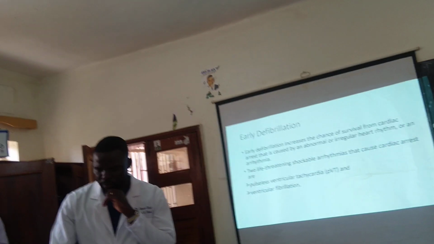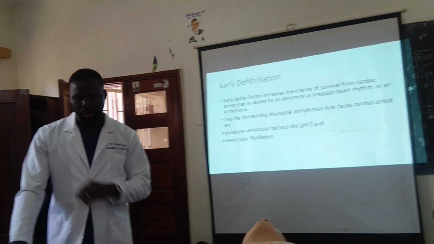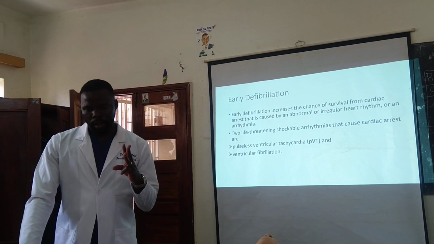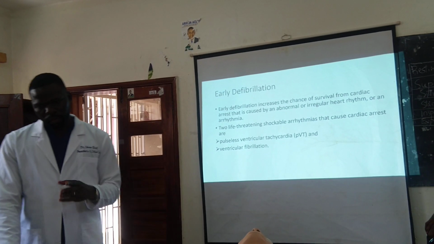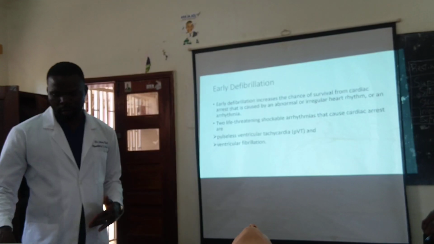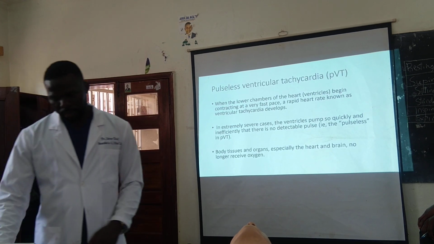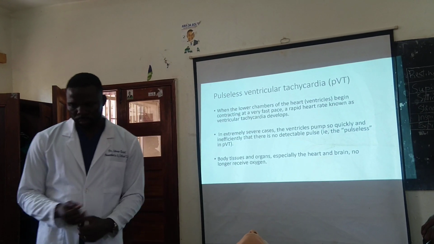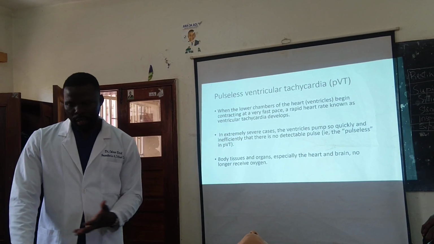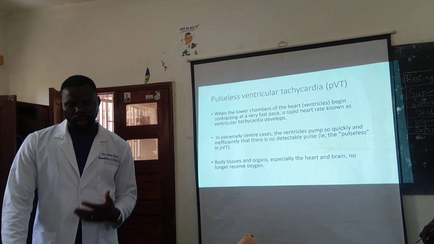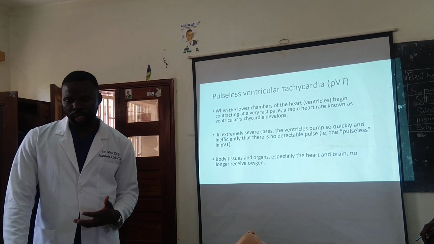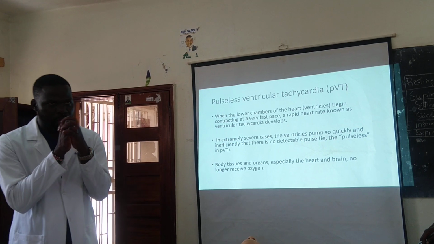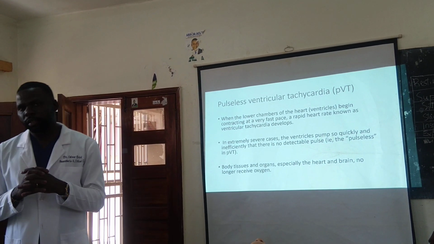So it increases the chance of survival from cardiac arrest that is caused by abnormal or irregular heart rhythm, of which you already know the two, right? Which is pulseless ventricular tachycardia and ventricular fibrillation. This just describes how they are. It originates from the ventricles and contracts very fast and rapid. That is ventricular tachycardia. But the one where the heart just quivers like this, it is ventricular fibrillation. It just quivers.